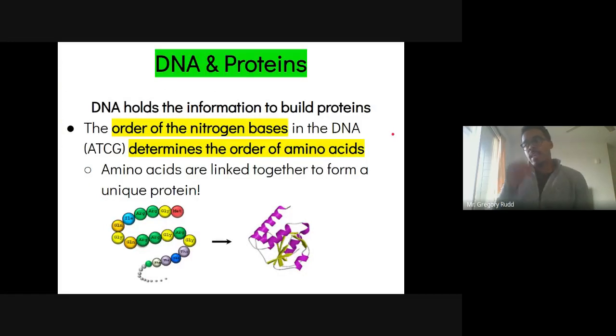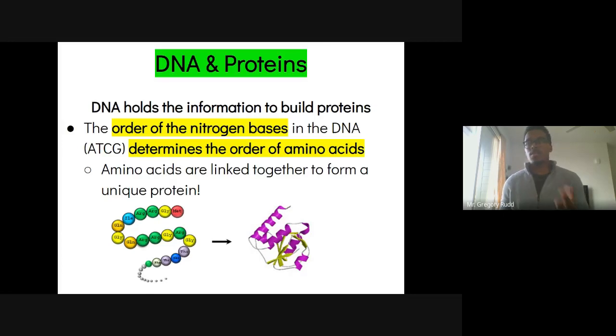So again, we've got that same sentence. We're going to keep coming back to it because it is so important. DNA holds the information to build proteins. In this case, it's the order of those nucleotides that determines the order of the amino acids.